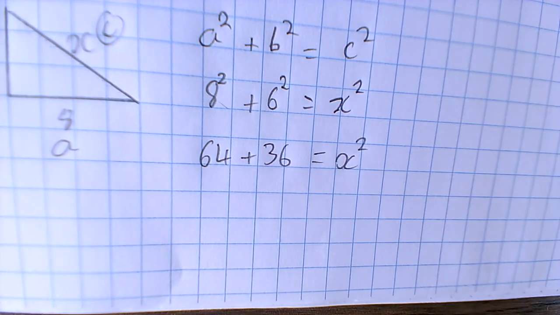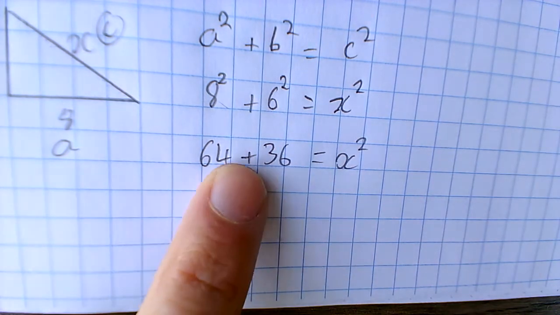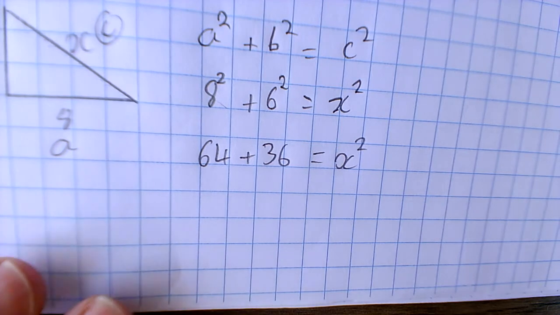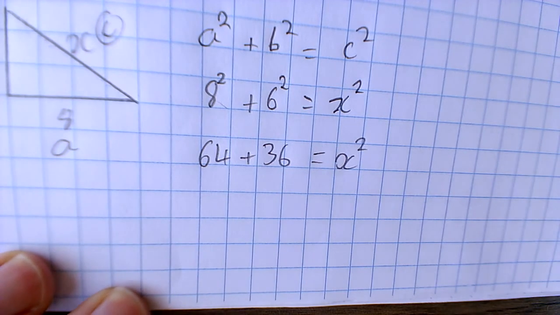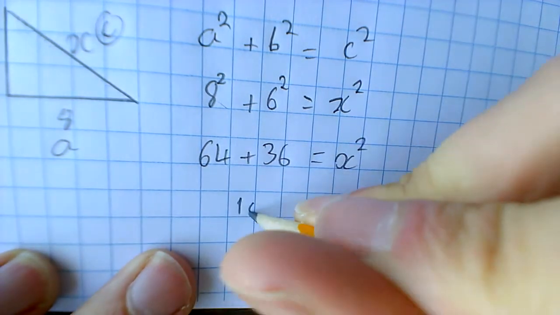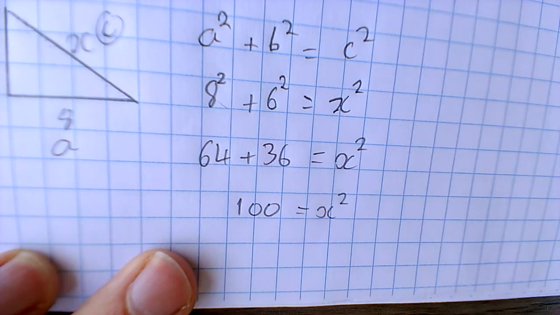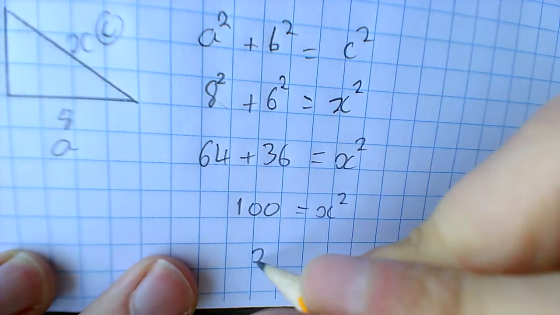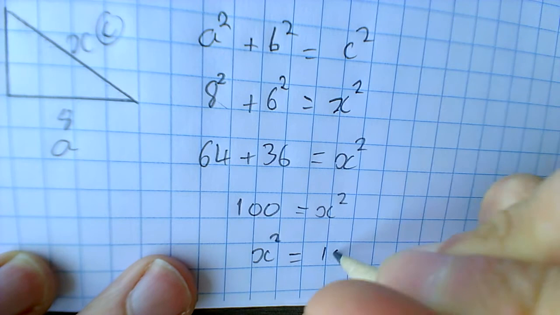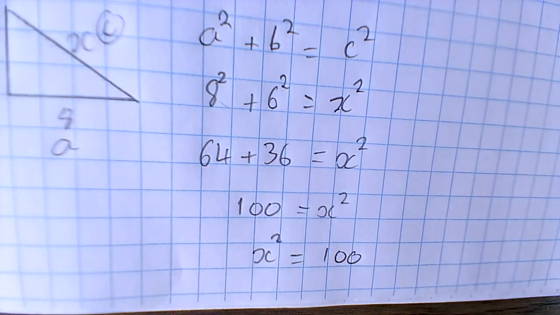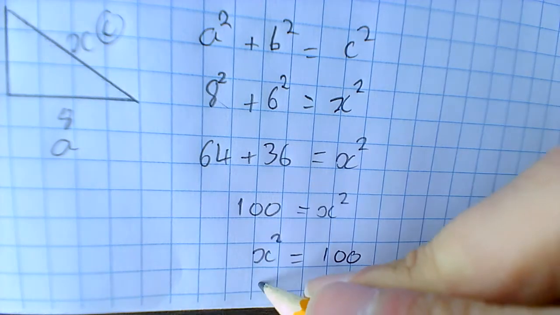Okay? And that means if we tidy this up again, well, I know how to add up. I've been able to do that for years. 64 plus 36, what does that add up to? It adds up to 100. So 100 equals x squared. Okay? Or let's write that the other way around because I like to put the unknown first. x squared equals 100. So okay, something squared equals 100. Something times by itself equals 100. Well, if you know your times tables, that'll pop out straight away.